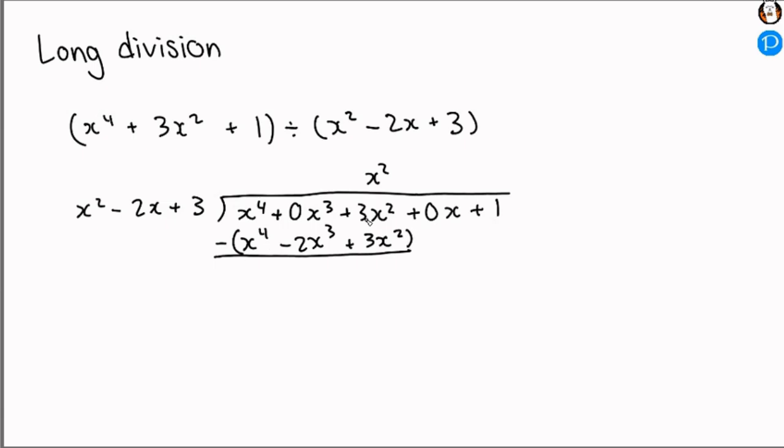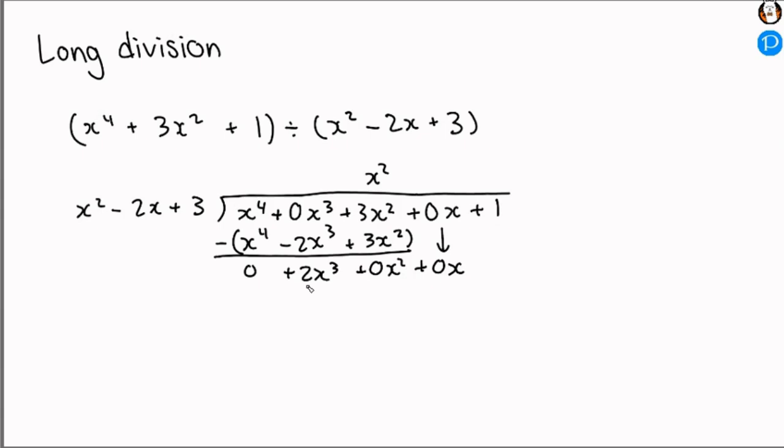Subtract, and we're going to get 0 plus 2x to the power of 3 plus 0x to the power of 2. And we're going to have to bring down this 0 times x.